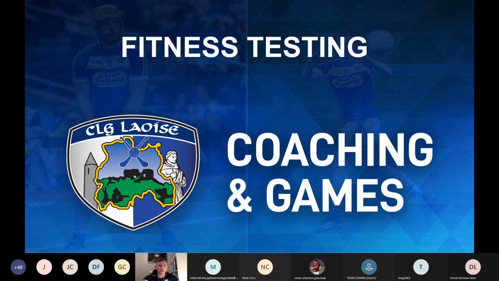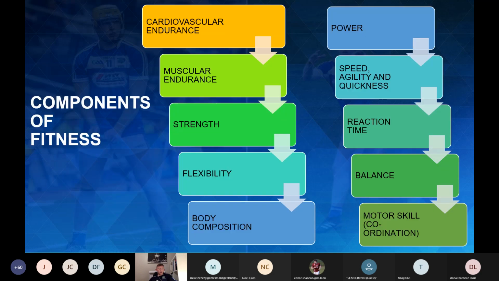So with that, I'm just going to move on a slide here. So what are we going to test? I suppose it's important to have an understanding of what the components of fitness are. So we have our cardiovascular endurance, we have our muscular endurance, our strength, our flexibility, and our body composition on the left-hand side. Moving to the right, we've got our power, our speed, agility, quickness. We've got reaction time, balance, and coordination / motor skills.